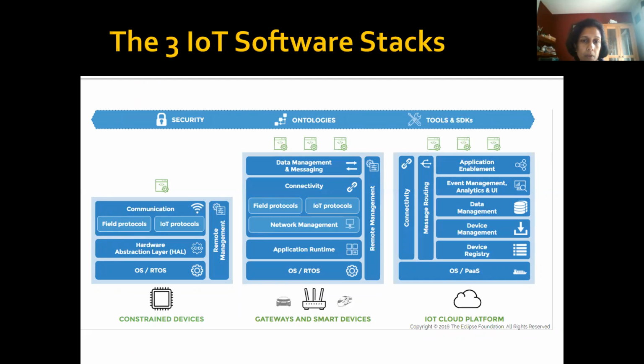So all those 3 stacks, while they're focused on those areas, also have cross concerns, things like that major concern of security. And as they say, the S in IoT. And then there's things like ontologies, as well as just the tooling and SDK. How are you actually going to develop all these? So these are all big scale problems that are being looked at by this working group.